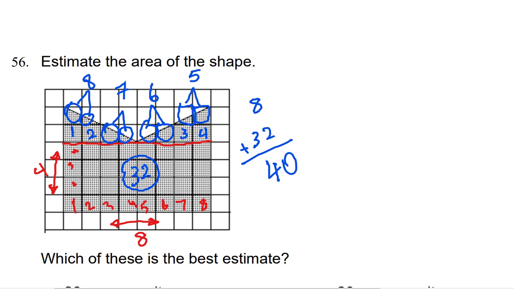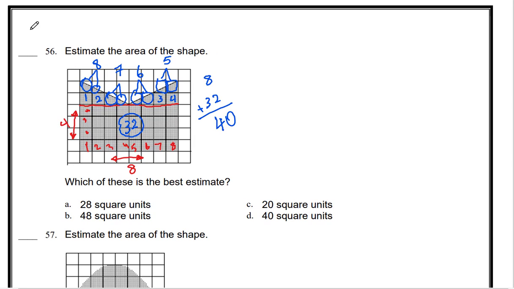So which one should I choose? This one? Of course, the answer is D, 40 square units. And my heroes, this is an estimate. This is not the exact area. So this is near to the area, but not the exact number.